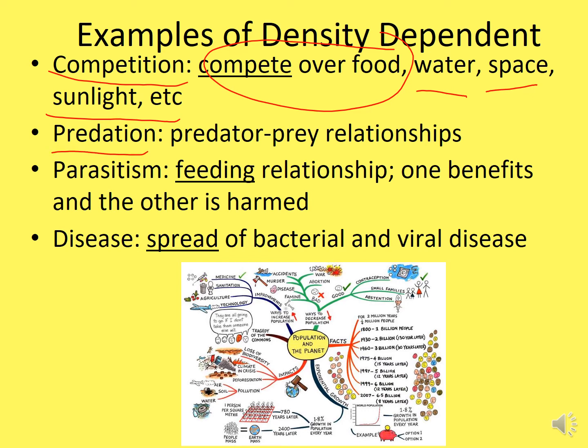Predation, predator and prey relationships, parasites, diseases. These are density dependent. Can we really stop the spread of some diseases? We can't stop every disease. We can try to cure some, but we can't stop things from being transferred. Parasites, we can't kill every parasite. We can't stop predation. We can't go out there and say, now look, little fox, that little rabbit needs to live, and you can't eat that rabbit. That doesn't even make sense.